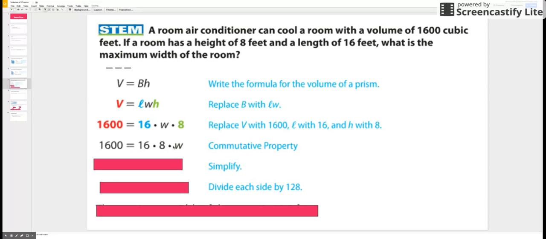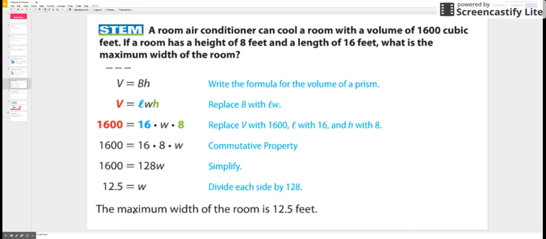So first let's do 16 times 8 times W. 16 times 8 gets you 128 times W. Divide both sides by 128 and you end up getting 12.5 to be W. So the maximum width of the room is 12.5 feet.